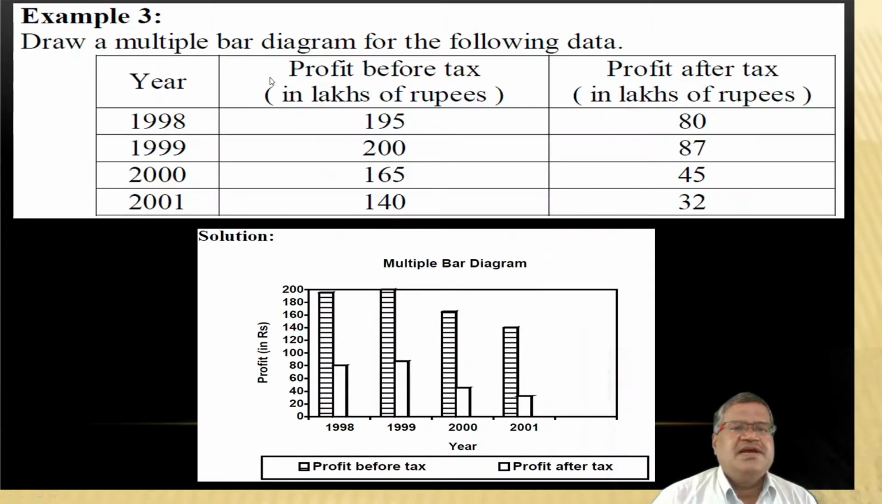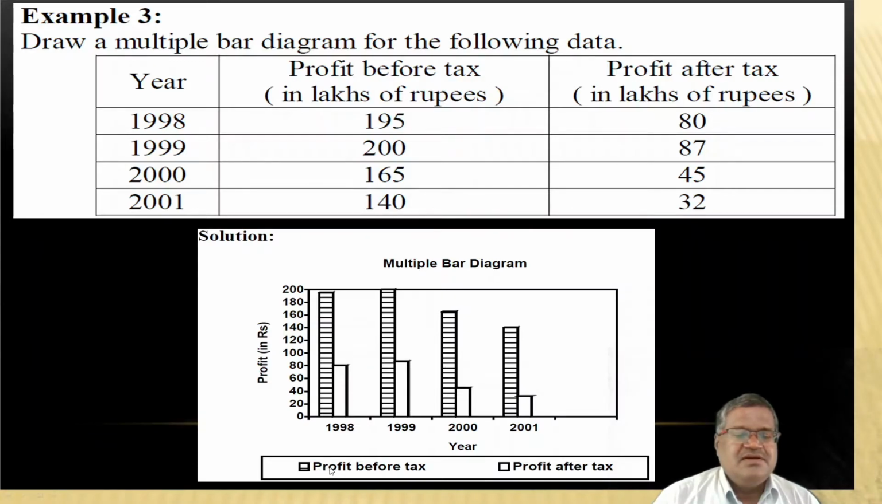Draw a multiple bar diagram for the following data. Year 1998, 99, 2000, 2001. Profit before tax in lakhs of rupees, 195 lakhs before tax, 80 lakhs after tax. The profit is decreased after increasing the tax. So, represent the data through a multiple bar diagram. Here we have 2 values for 1 year, before and after. So, in 1998, before tax, this is the profit. After tax, this is the profit. Profit after tax, profit before tax.